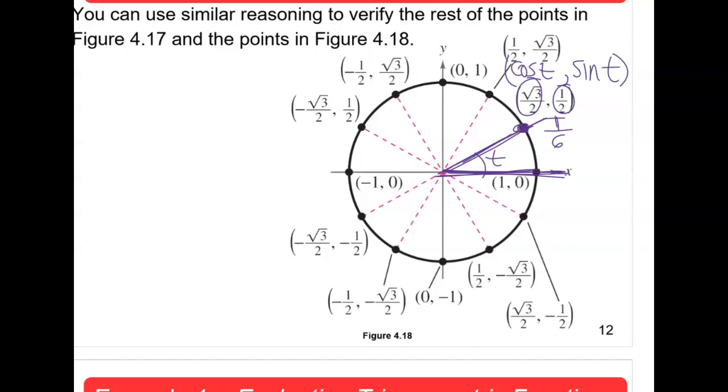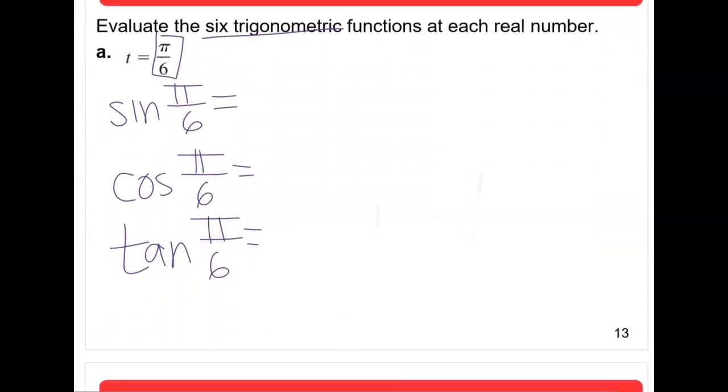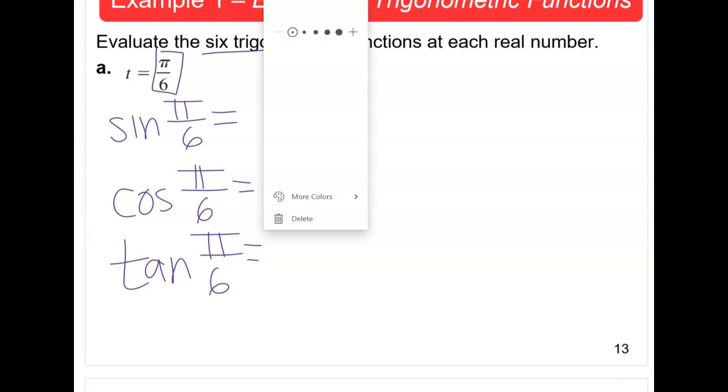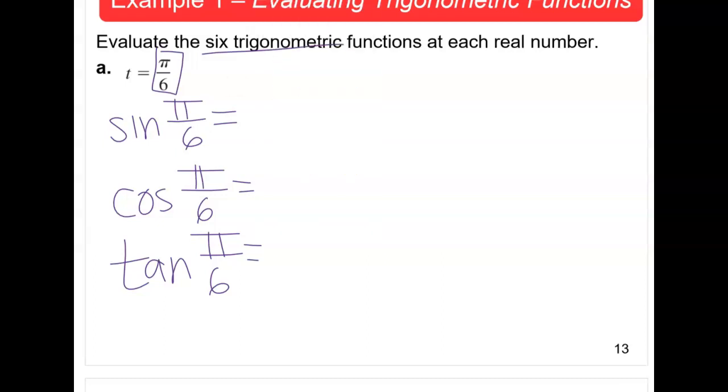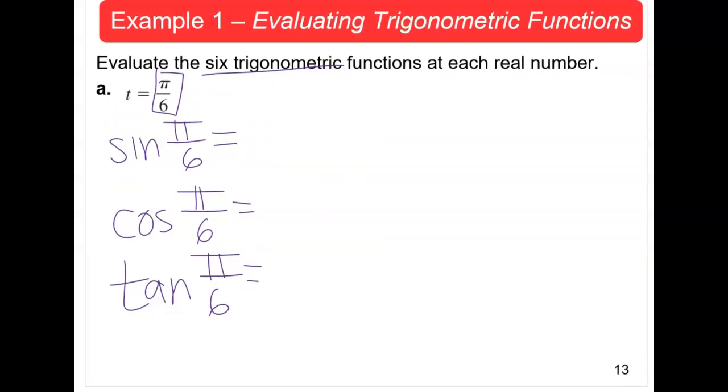So we could see here that sine is going to be equal to 1/2, and the cosine will be equal to the square root of 3 over 2. And that is pretty much all we need to know. So, sine of pi over 6, 1/2. Cosine of pi over 6, the square root of 3 over 2.